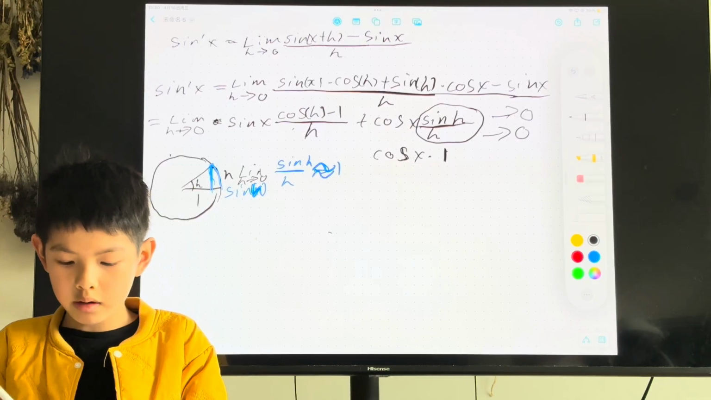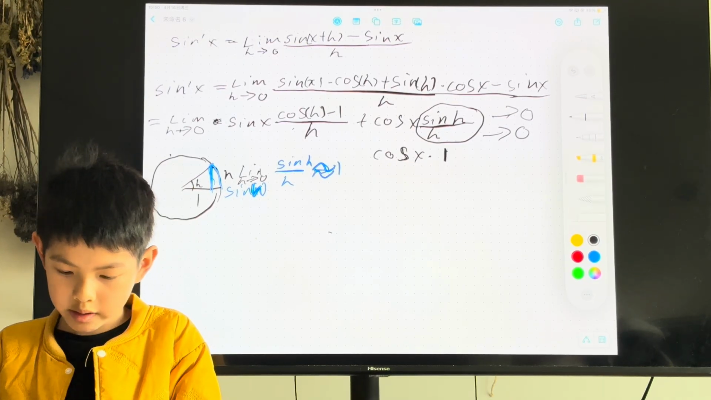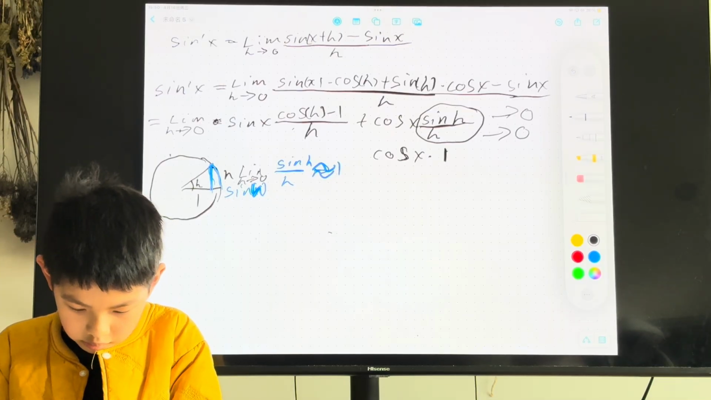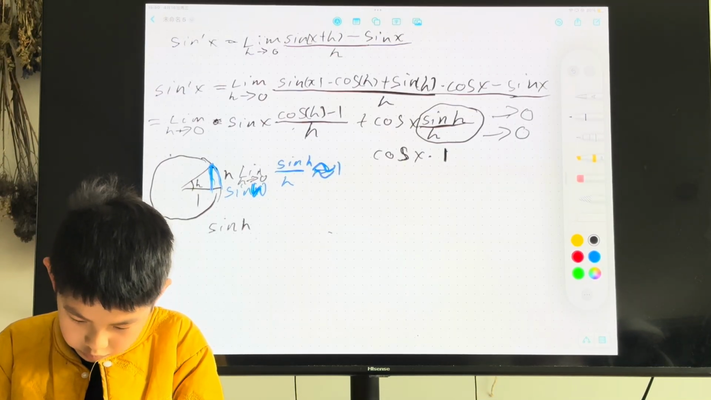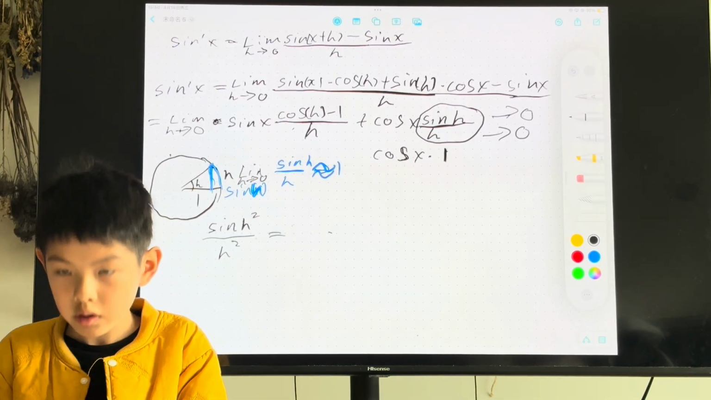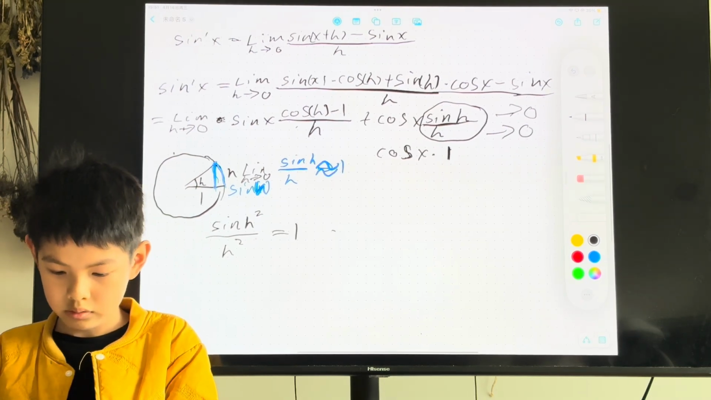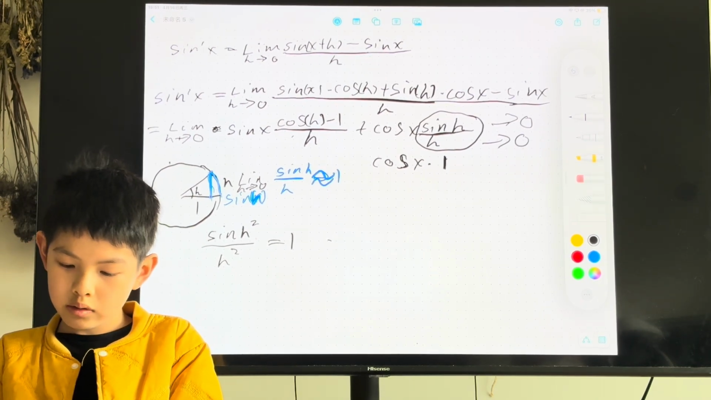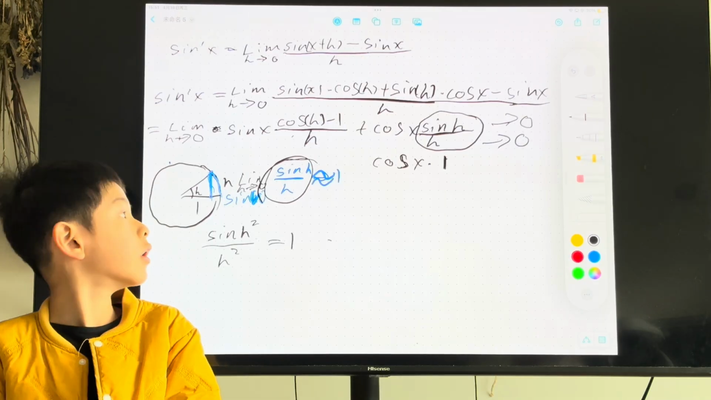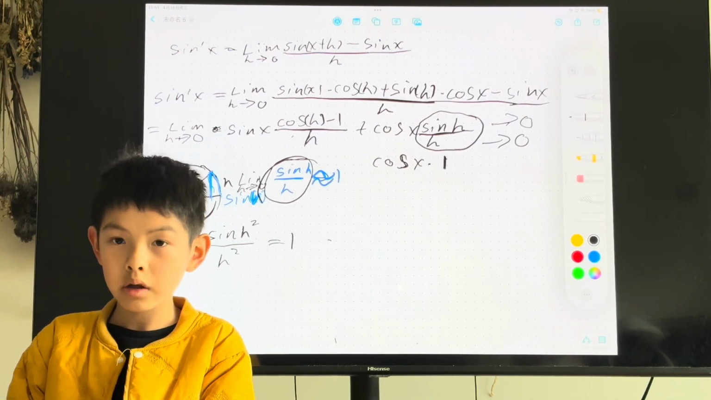And now let's calculate cosine of h minus 1 divided by h. So we can use this, and sine of h squared. How to get that formula? We just have to take the square on both sides, right? We take the square on both sides.